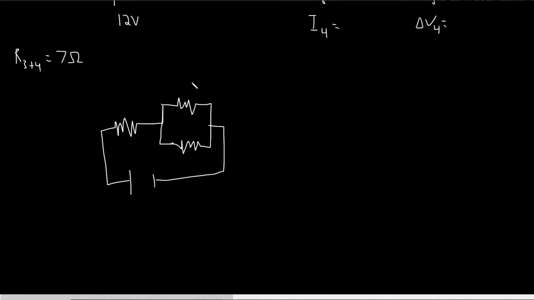All right, so I've got a 2 ohm resistor there, 7 ohm resistor there, and this guy's still a 1 ohm resistor. After I've combined 3 and 4, I get the 7 ohm resistor. But now 2 and 7 are in parallel with each other.